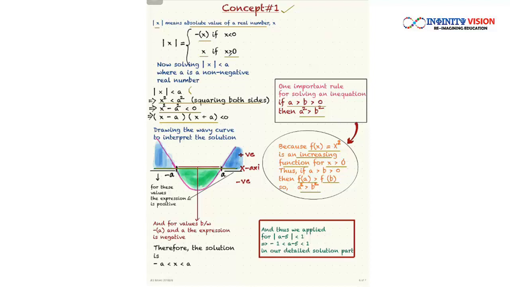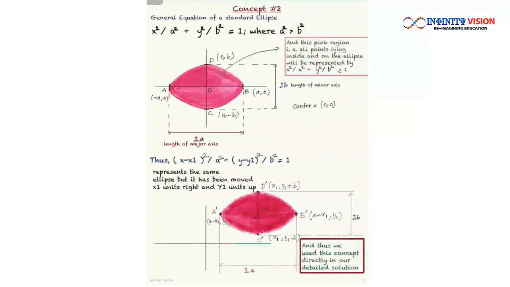Now since you know this pink curve, the above region would represent the positive portion and the below region would represent the negative portion. Now the region between minus a and a is below the x-axis, which means this is the portion which will be our solution, because on the rest of the values of x, the pink portion is lying up, which means the expression is going to be positive. But we are interested in all those values for which the expression is negative. Thus our solution is x belongs to (minus a, a), and thus we applied for mod (a minus 5) less than 1 as minus 1 is less than a minus 5 is less than 1 in our detailed solution part.